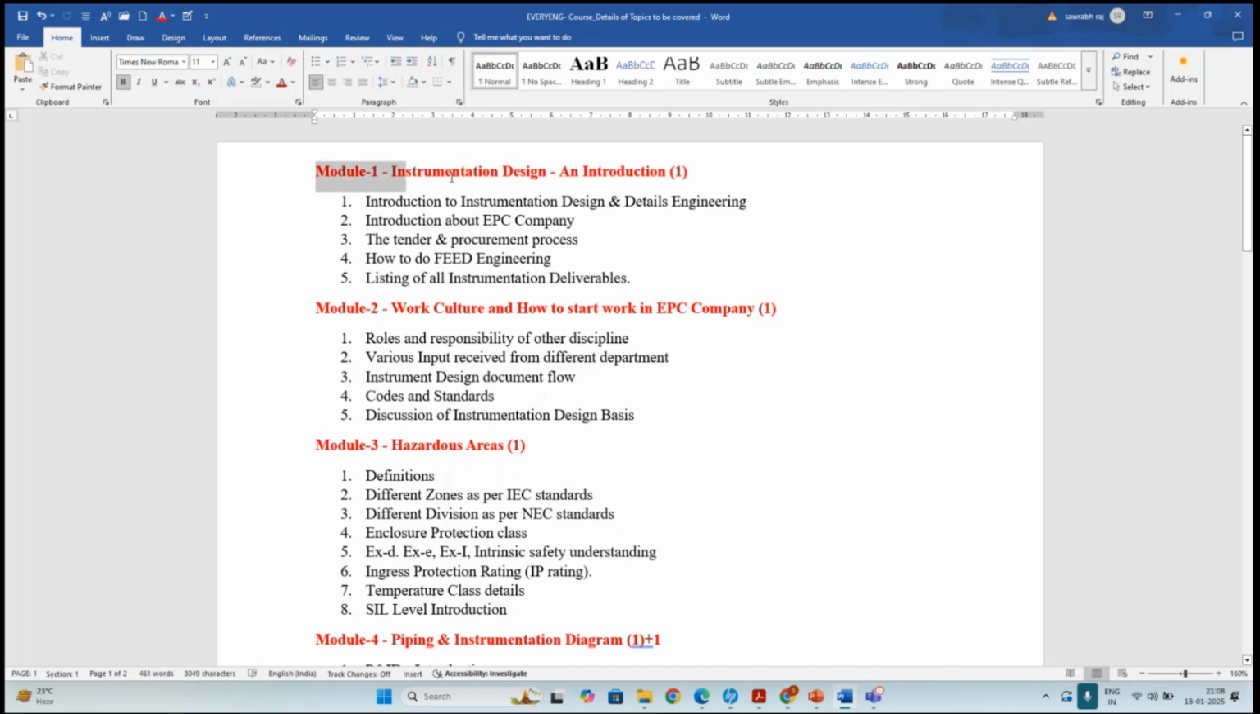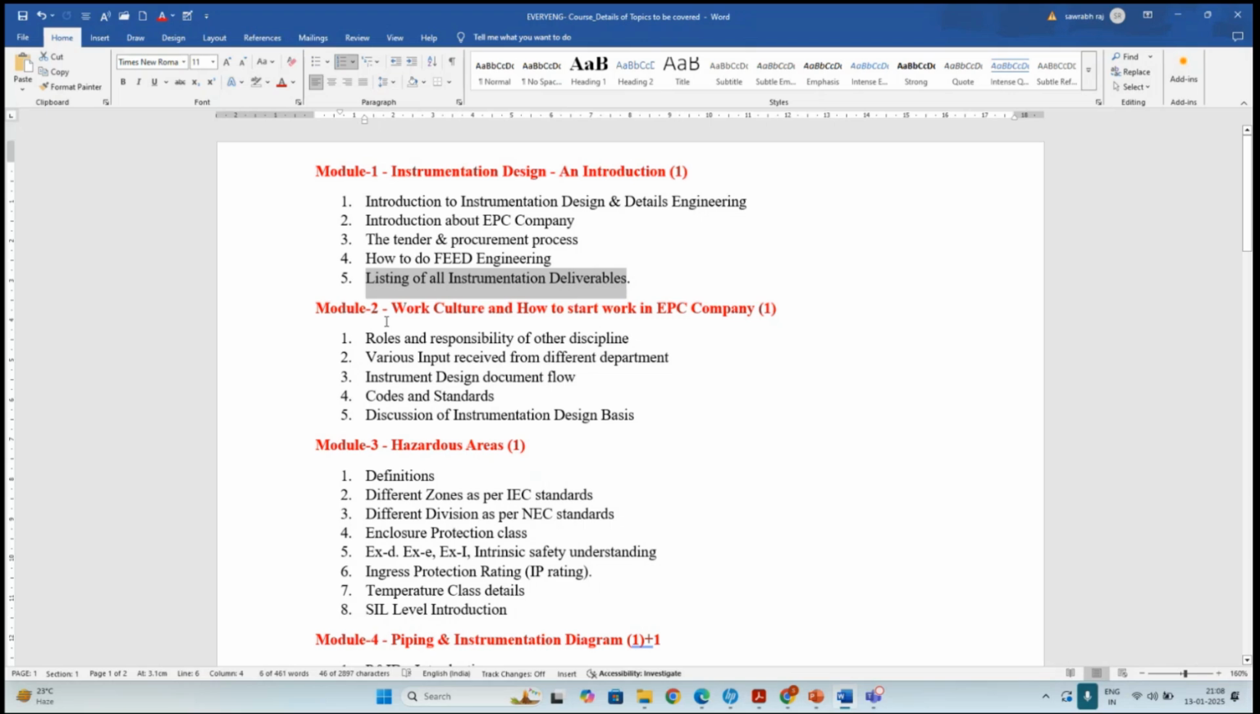In module 1, we will talk about instrumentation design. What is instrumentation design? What is an EPC company? How do we do field engineering? Tendering and procurement process, and the list of instrumentation deliverables. What are the deliverables we prepare in instrumentation design?